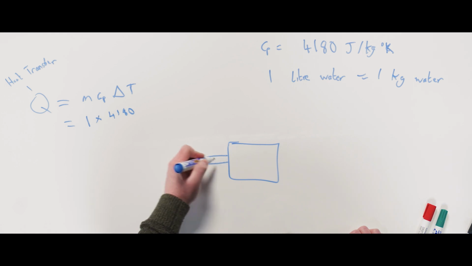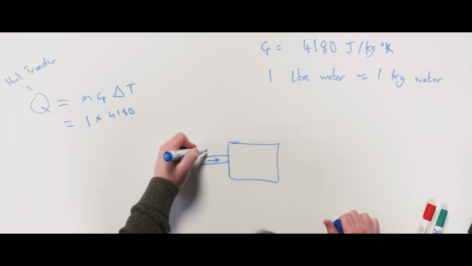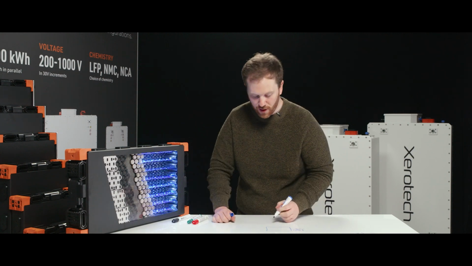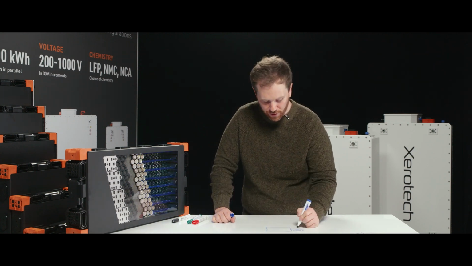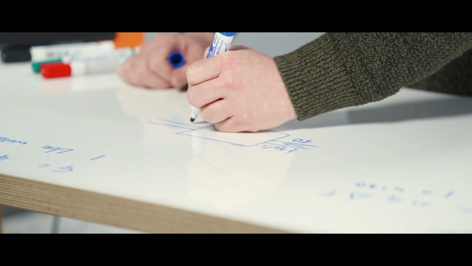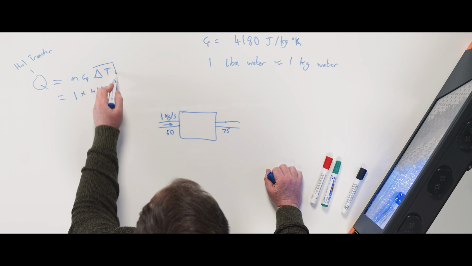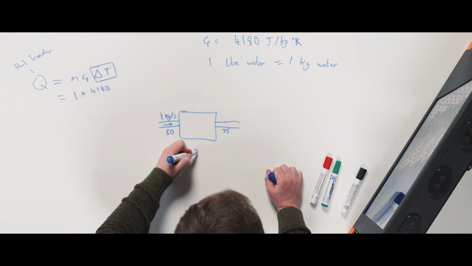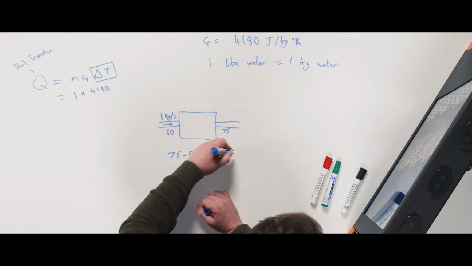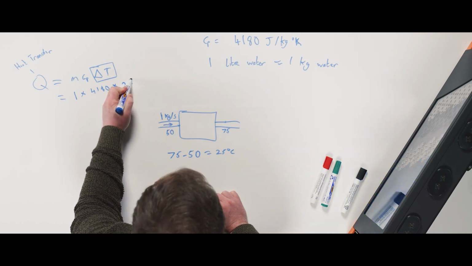If we're flowing water through something, let's say it's a heater element, and we have the water flowing in here at 1 kilogram a second, which is basically 1 liter a second. And the temperature when the water goes in is 50 degrees, and the temperature when it comes out is, let's call it, 75 degrees. What we're able to tell from this is that the delta T, the temperature difference, is going to be 75 minus 50 equals 25 degrees Celsius. So we'd have a delta T here of 25 degrees.